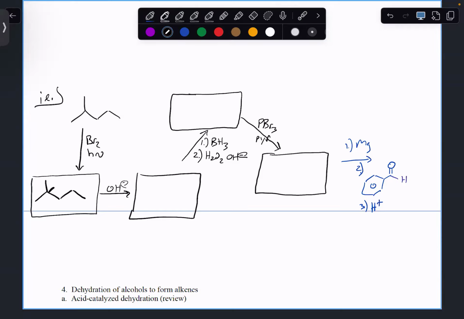Then in the second step, we're treating the halide with strong base. That is a tertiary halide, so that will eliminate E2. And the E2 will go to the Zaitsev product because we're using just a regular strong base. Then we are taking that alkene and treating it with borane and basic peroxide. So that is a hydration reaction, more specifically, the anti-Markovnikov hydration. So that's going to put the OH at the less substituted position.